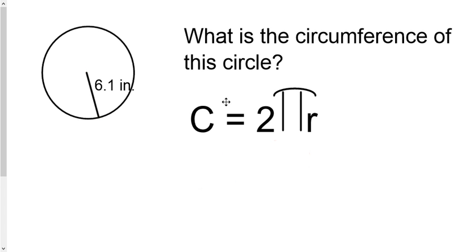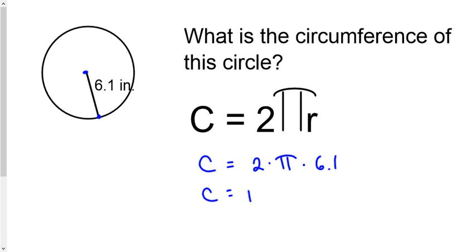Let's take a look at this circle. So the radius is 6.1, and that's what we need. So now we'll just plug it in: 2 times pi times 6.1. And if we wanted to keep it in terms of pi, you would just multiply the 2 and 6.1, and that would be 12.2.